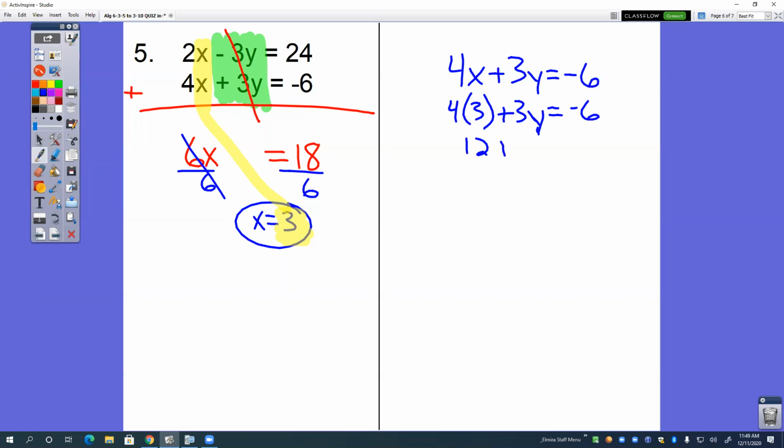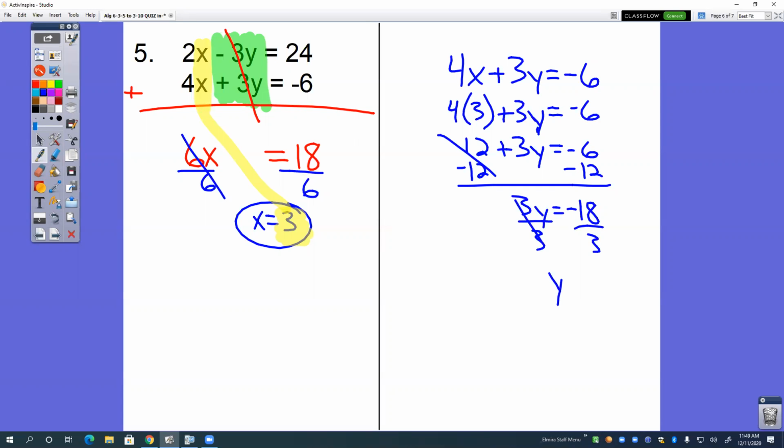So 12 plus 3y equals negative 6. Minus 12, minus 12. So 3y equals negative 18. Divide by 3's. You get y equals negative 6. So I got x equals 3 and y equals negative 6. Again, many times on the Regents exam, they'll have you write your answer as a point.